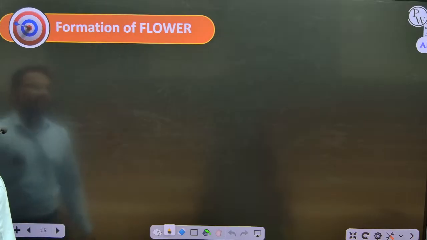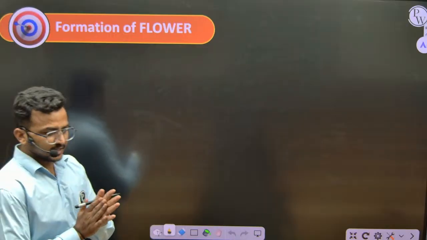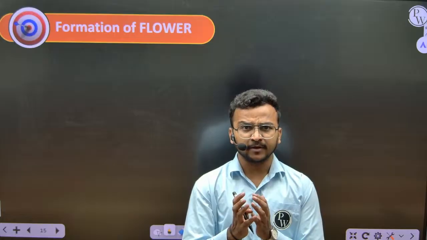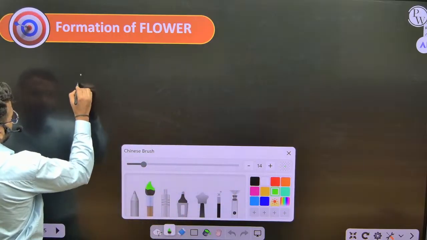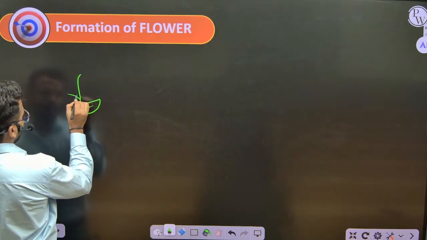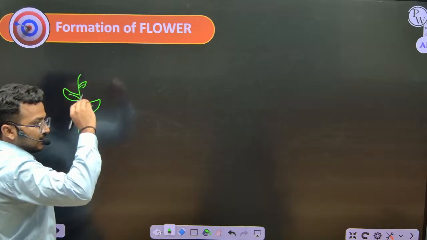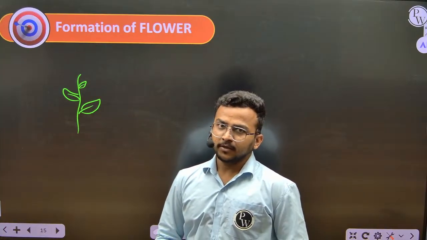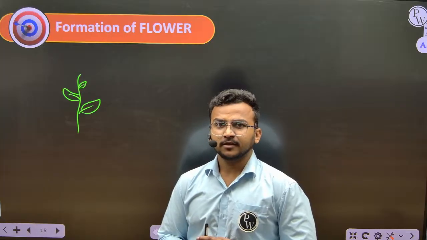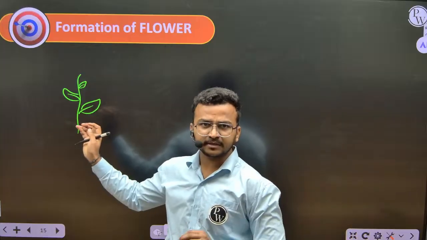Next, how the flower formation takes place. The formation of the flower, we will discuss in the next class. You might see a plant that is just grown up, a young plant where a flower is not yet formed. Now this plant will decide to make a flower. Before the formation of a flower, the plant makes a decision.